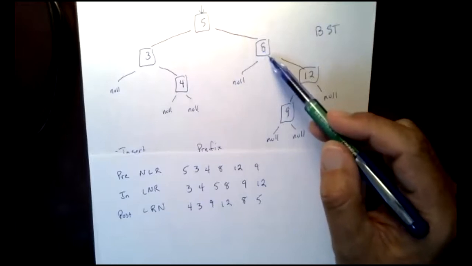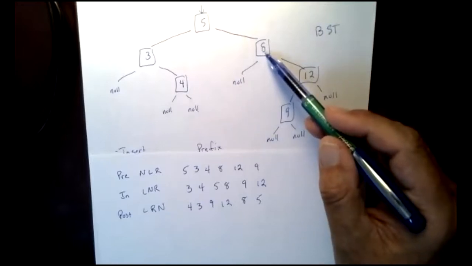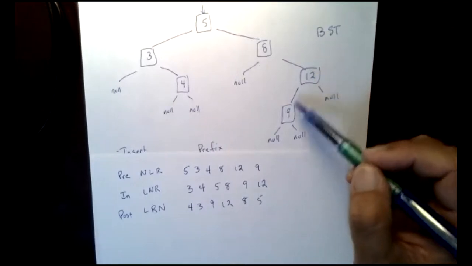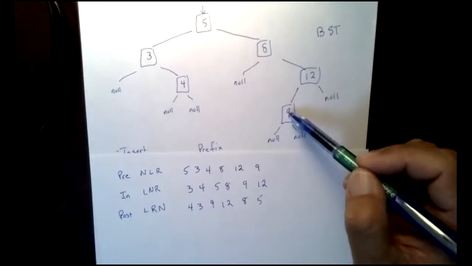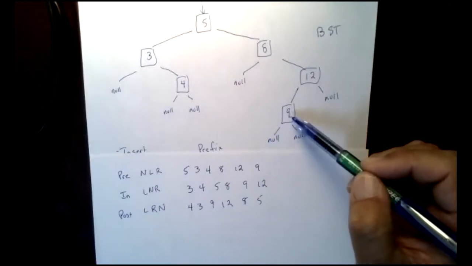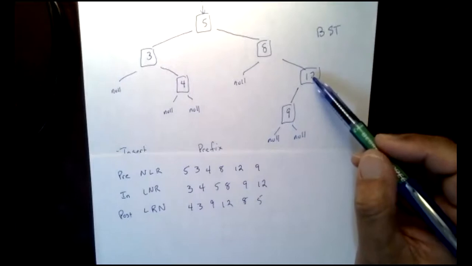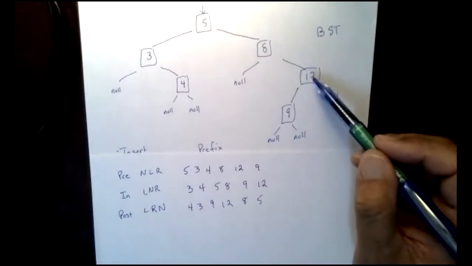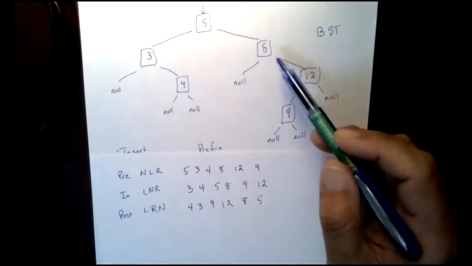I come to 8. I check its left, nothing. So I check his right, boom. I come to here. I check his left, boom. I come to 9. Check the left, nothing. Check the right, nothing. Now I hit the node. Go back up. I just did 12's left. I need to check 12's right. It's done. Boom. I hit the node. I go back up to 8.